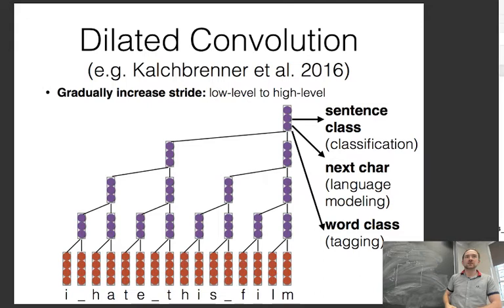The advantage of doing it this way is that, even though you don't have a width 16 filter, you can still express these exponentially longer histories using something like this. This has proven quite effective for language modeling. You could also do something like word classes for tagging. The idea is that this structure makes it more efficient to calculate very long contexts.